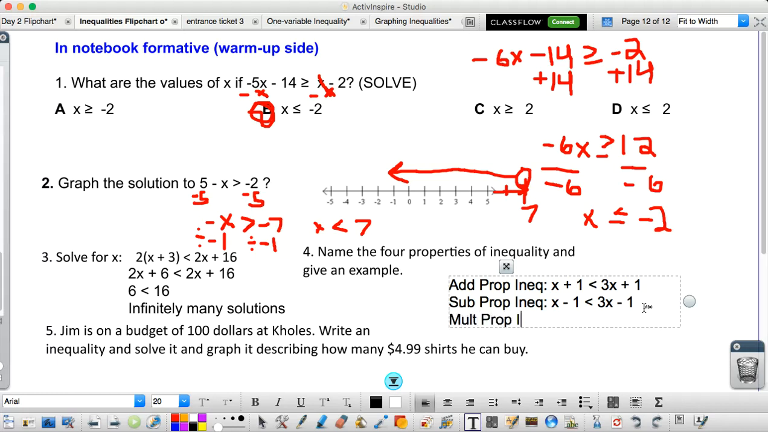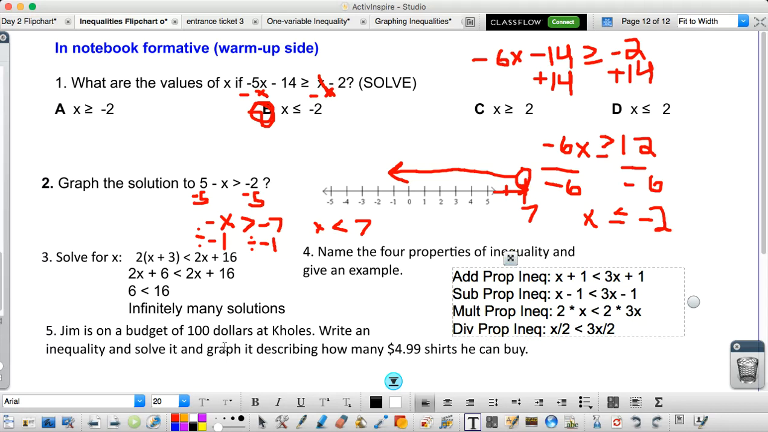Multiplication property of inequality. 2 times x is less than 2 times 3x. So again, we're multiplying 2 by both sides. And then division property of inequality. x divided by 2 is less than 3x divided by what? Same thing, 2. Okay, that's how that works.